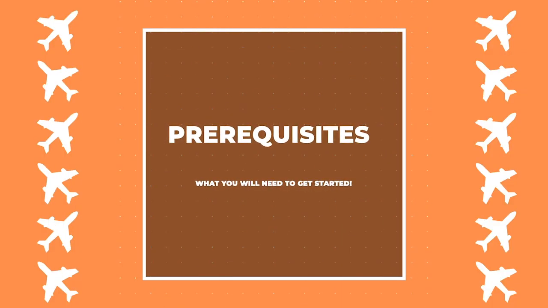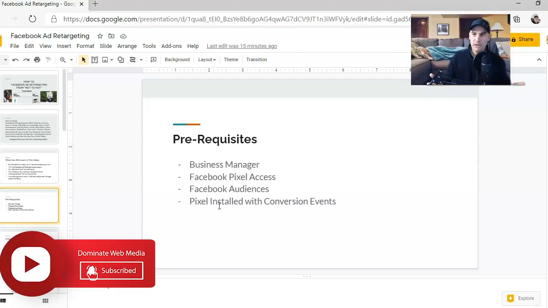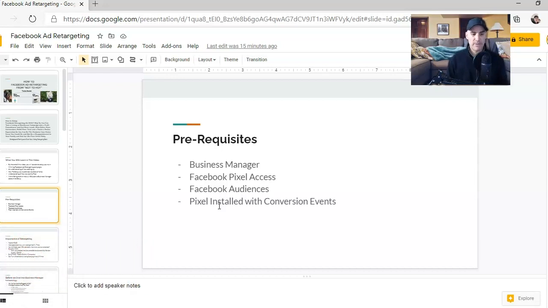Prerequisites: you will need access to Business Manager. If you do not have access to Business Manager, if you're watching this video and you're just getting started, go to business.facebook.com and set up your Business Manager account there. You'll also need Facebook Pixel access, and hopefully the Facebook Pixel has been installed on your website with conversion events that are recording back to Business Manager with user behavior and specific actions that are being taken on your website. And you will also need access to Facebook audiences.